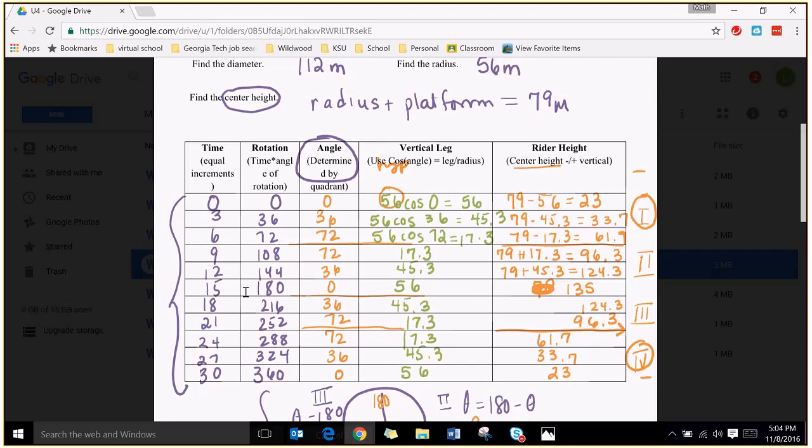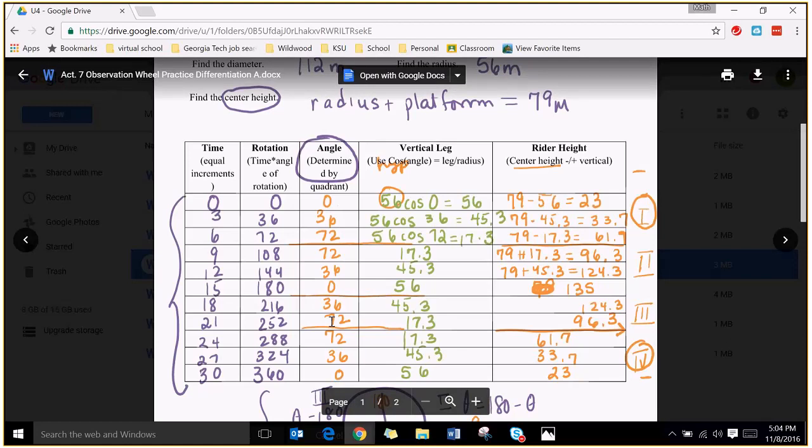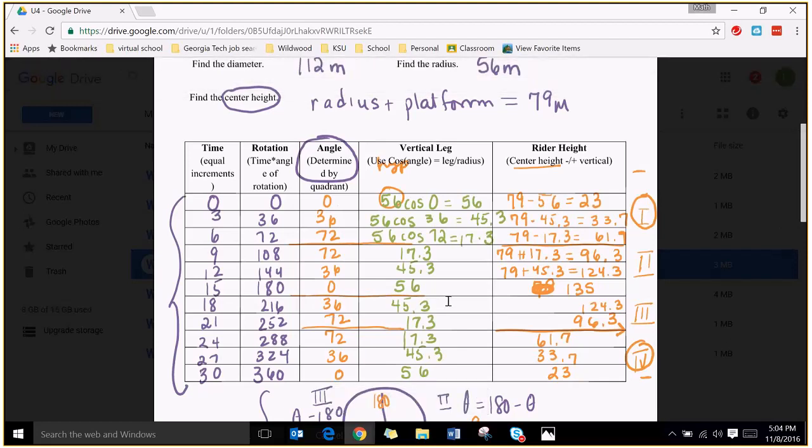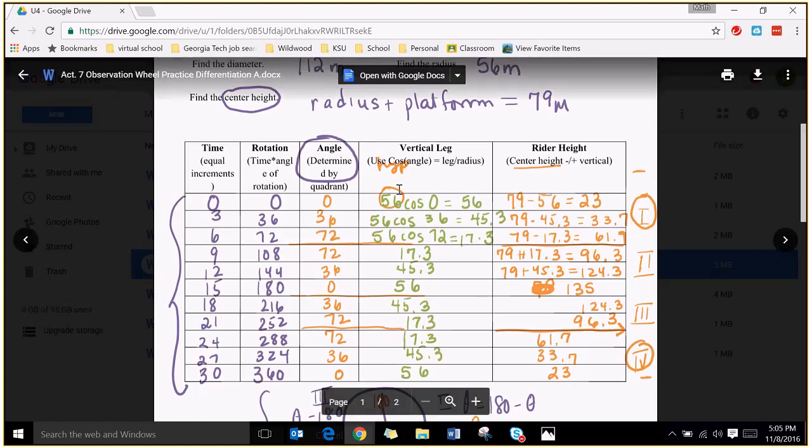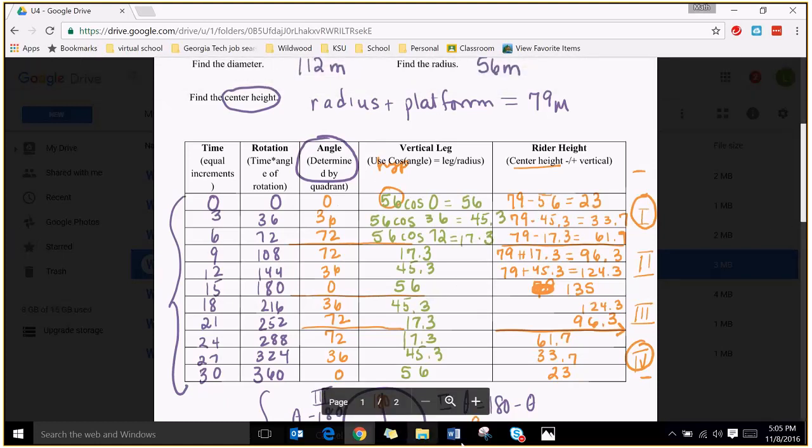All right. So this we're going to change a little bit because we're simply going to do the radian value of the angle. But over here, you take the radius times the cosine of whatever that angle is. So our radius in this problem is 56 times the cosine of 0 is equal to 56. That's what it is.